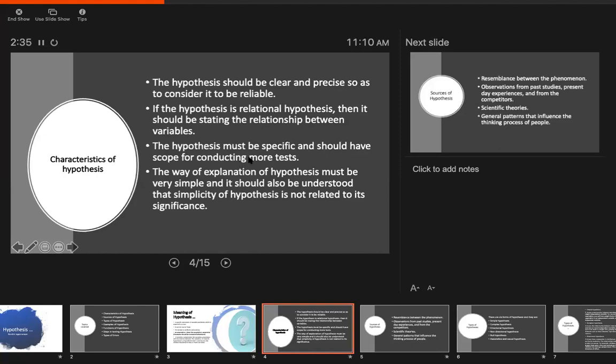A hypothesis must be specific and should have scope for conducting more tests. The way of explaining a hypothesis must be simple. It should also be understood that simplicity of a hypothesis is not related to its significance. But before we proceed, I'll just give you an example so that you understand what a hypothesis is.